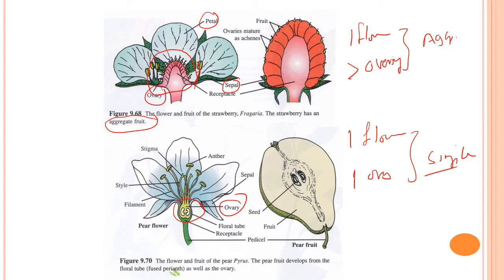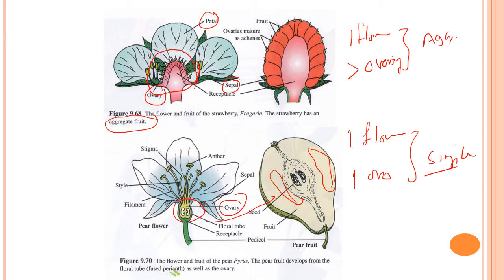Simple, it is true, it is simple. However, remember, this is also accessory fruit because this has hypanthium. This is hypanthium. Where is hypanthium coming from? From this part. This one, which is not part of the flower actually. It grew to become hypanthium. But in general, this is simple fruit because it came from one ovary.